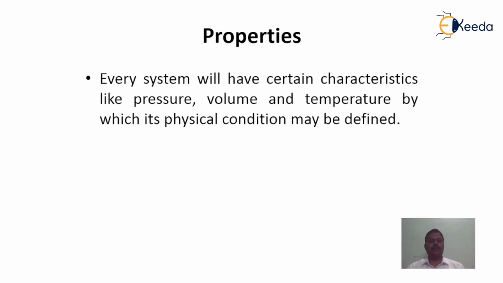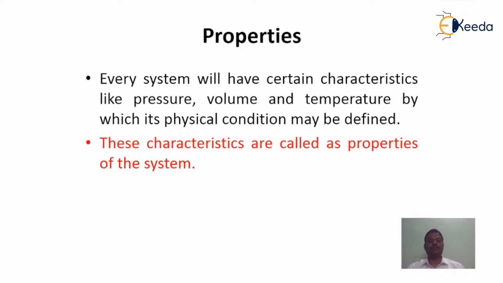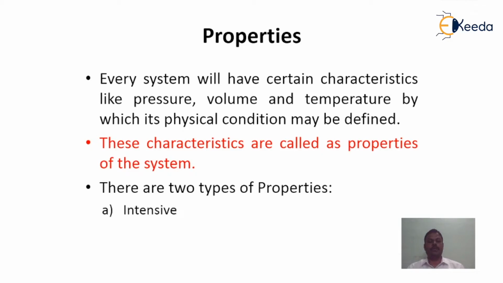So every system will have certain characteristics such as pressure, volume and temperature by which its physical condition may be defined. These characteristics are called properties of the system. There are mainly two types of properties, which are intensive properties and extensive properties.